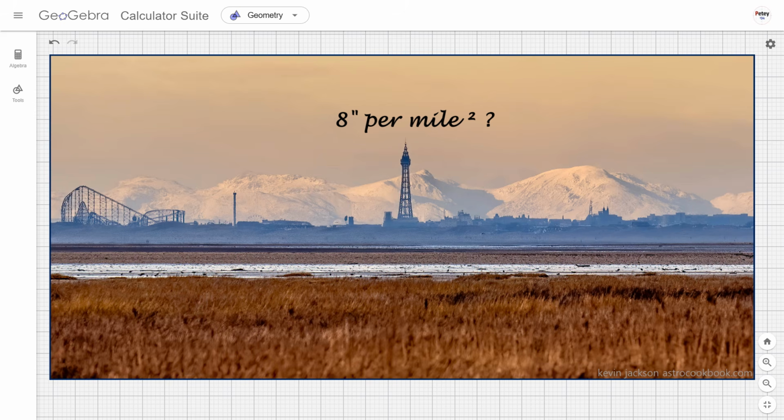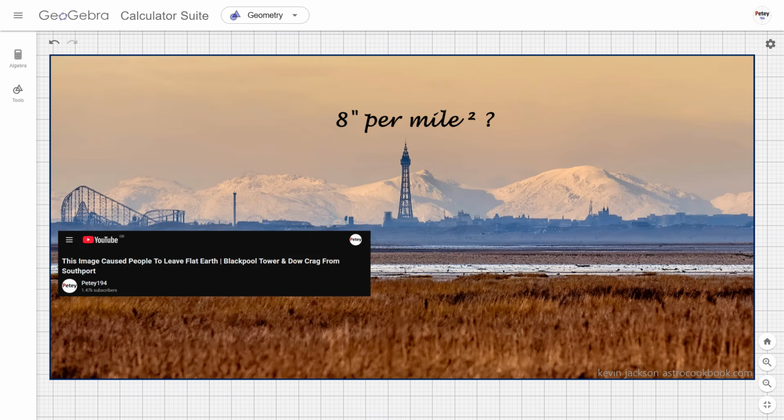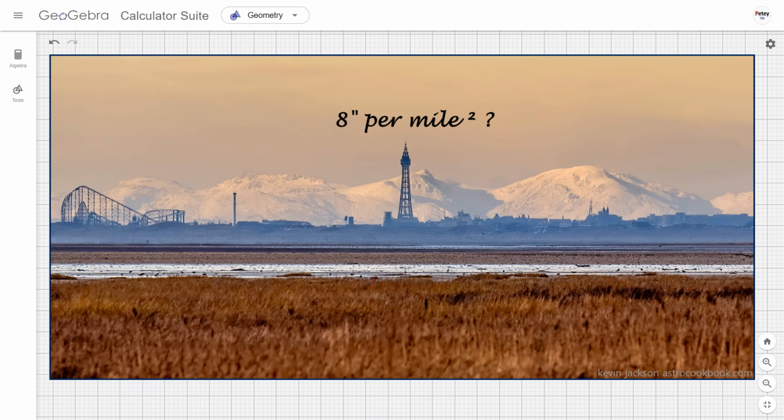Can we see 8 inches per mile squared in this picture? If you're not familiar with the significance of this photo of Blackpool on the Lakes by Kevin Jackson, then you might want to watch this 4-minute video first. Basically, given all the heights and distances involved, this mountain, Doe Crag, should appear much taller than the tower in front of it, if the Earth was flat, that is.